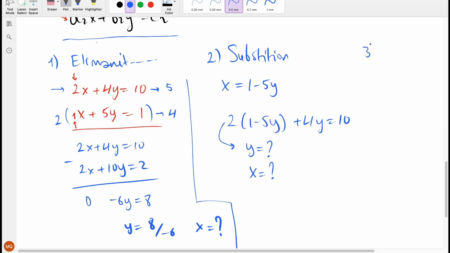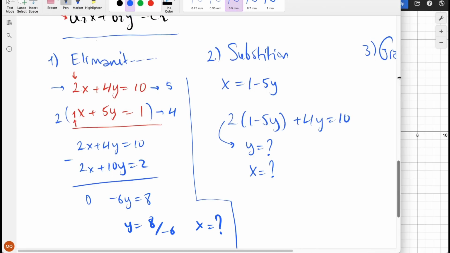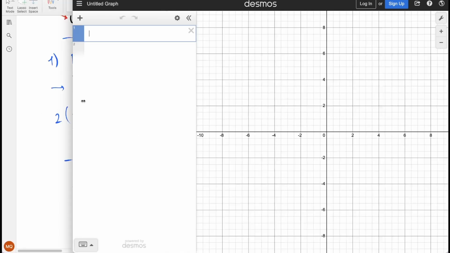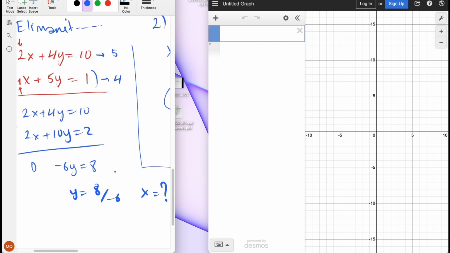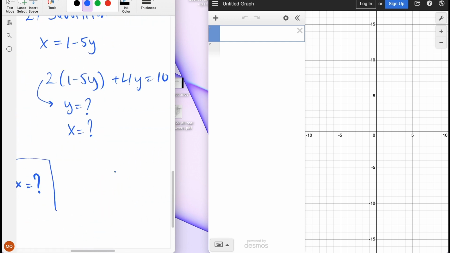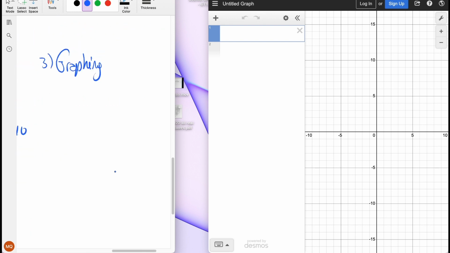Okay, the third method is called the graphing method. For the graphing method, we are using the Desmos calculator. Actually, I am recommending it when a complicated system of equations is given. For example, when a system of equations is given with fractions, or it is a little bit harder for you, then use graphing, because you cannot make a technical mistake in graphing if you write the same thing here.